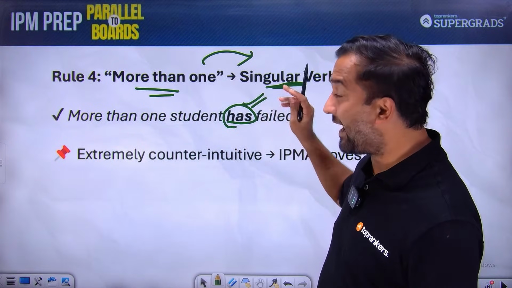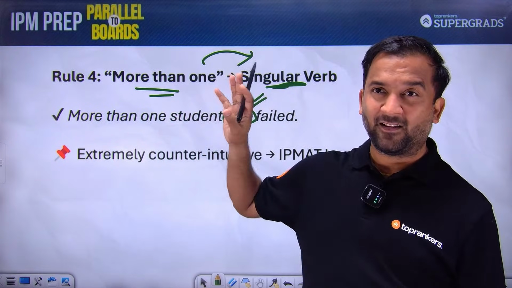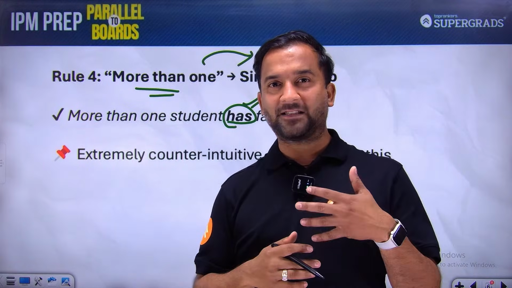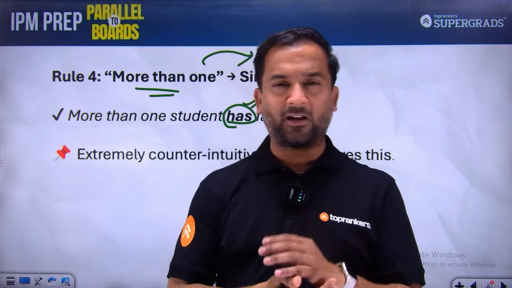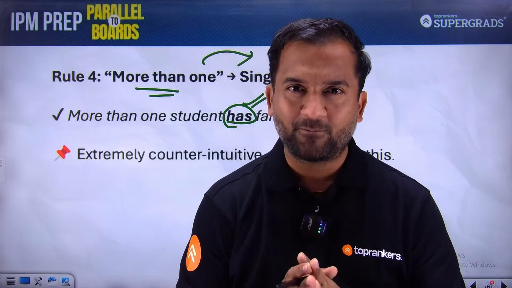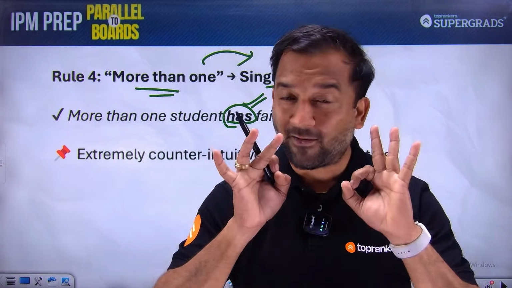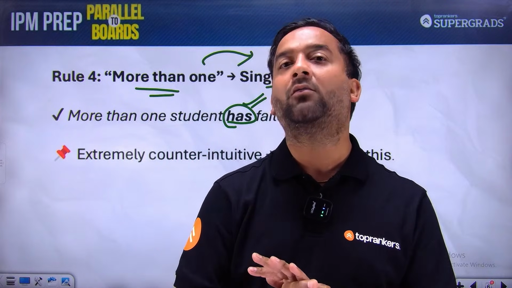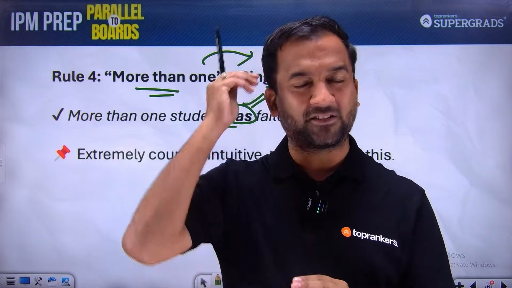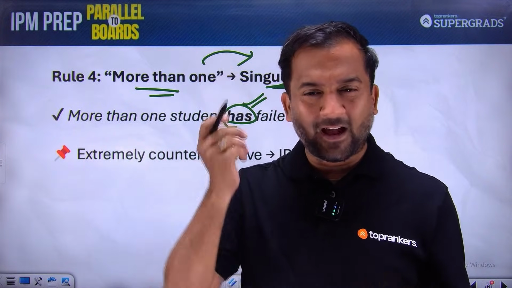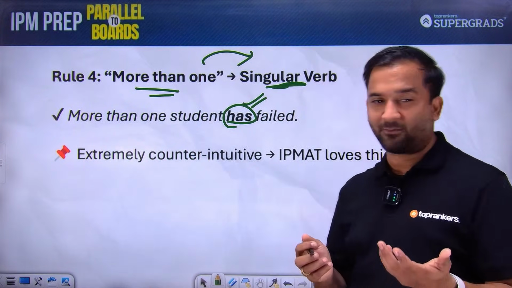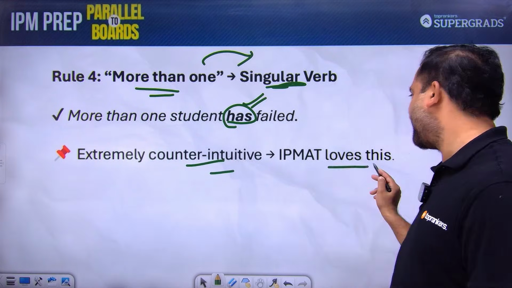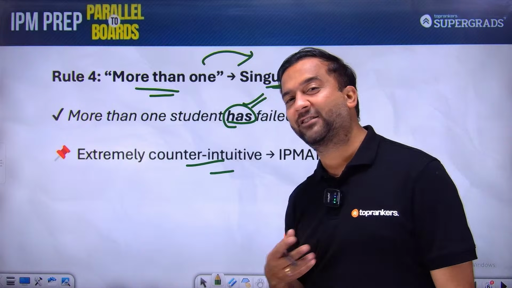Has failed, not have failed, and trust me, there have been such questions based on this rule, and students exam center के बाहर आके they are very confident. Sir, paper बहुत अच्छा हुआ है, grammar 100% accuracy से किया है, but when the results are out, they are left wondering, they are left scratching their head कि क्या गलत हो गया. So these are some of the important things. Extremely counterintuitive. Yes, IPMAT loves this.